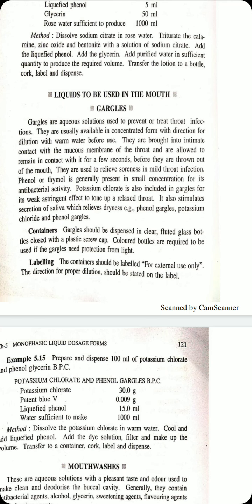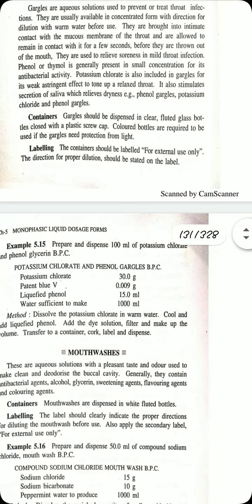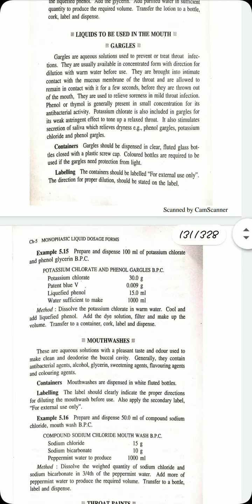gargle. Container: gargles should be dispensed in a clear, fluted glass bottle closed with a plastic screw cap. Colored bottles are required if the gargles need protection from light. It should contain the label: for external use only.